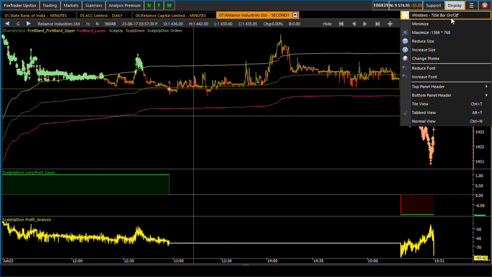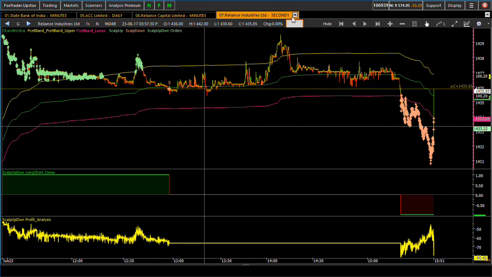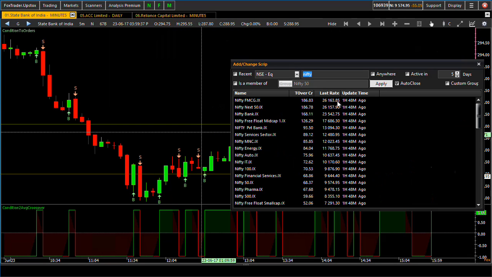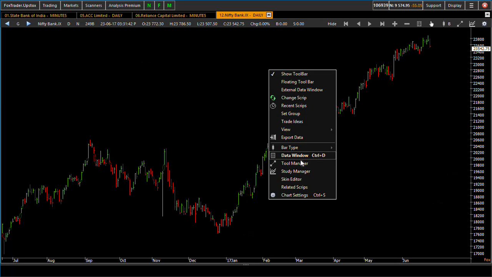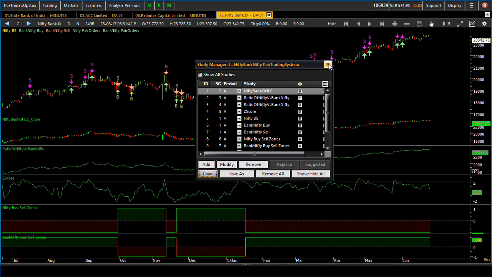Now let us move on to our next trading strategy, which is pair trading. So a pair trading kind of strategy can also be built into our system. So let me open the Bank Nifty chart out here. This is the Nifty Bank chart. I've already made a system of this pair of Nifty and Bank Nifty. So I will load the Nifty Bank Nifty pair trading system here.